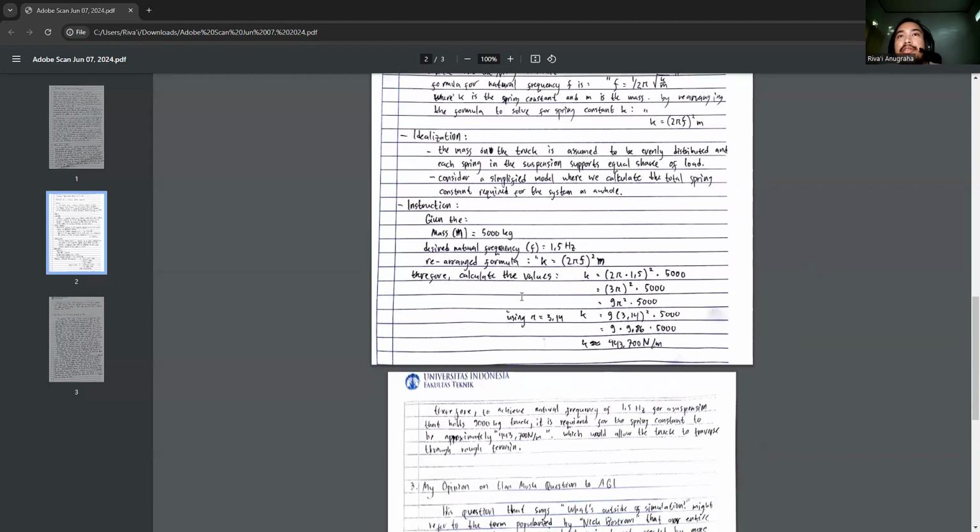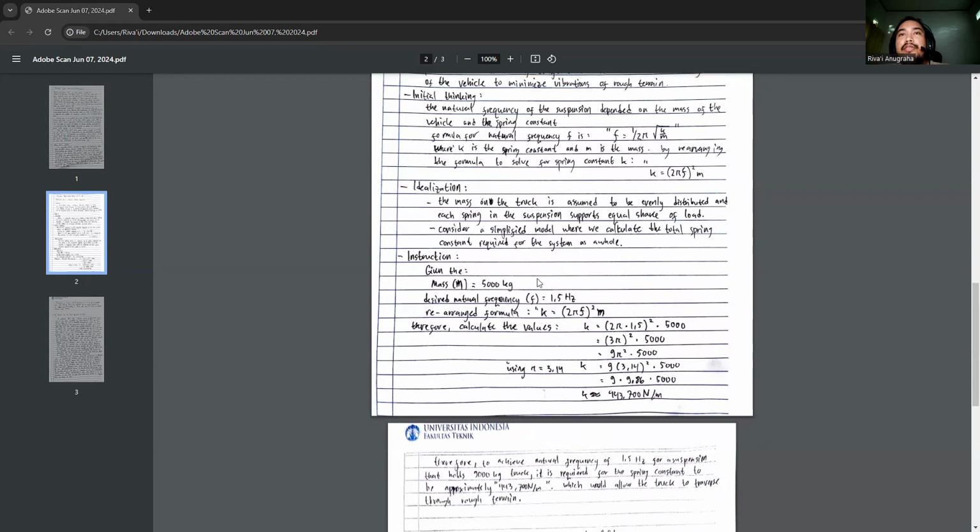As for the instruction, we know that the given mass of the truck is 5,000 kilos and the natural frequency that we desire is 1.5 Hertz. We rearrange the formula as before in the initial thinking, which is k equals (2πF) squared multiplied by m. Therefore, we can include the values into the equation. We have F, which is 1.5, so we have 2π multiplied by 1.5, squared. Then the m is 5,000 kilos, so we add the 5,000 kilos value into the equation.